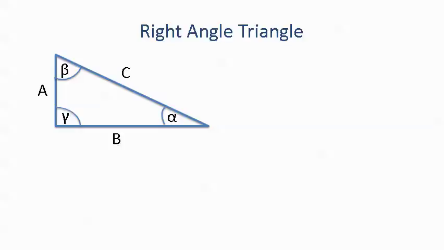Let us introduce the concepts of sine and cosine using a right-angle triangle. In this right-angle triangle, there is a special angle, this angle here, gamma, which is 19 degrees. There is also a special name for side C, which is the side opposite to the 19-degree angle, and this side C is called the hypotenuse.